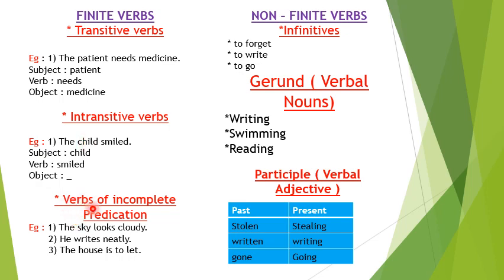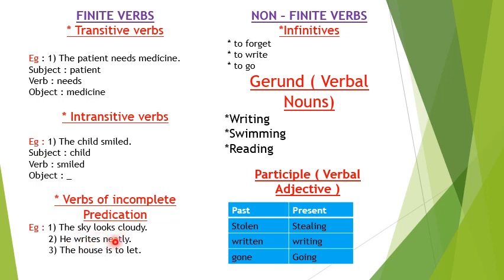Next, we have verbs of incomplete predication. That means here we require a complement to complete the sentence. The first example, the sky looks cloudy. Here cloudy is an adjective that describes the noun sky. So cloudy here is the complement.